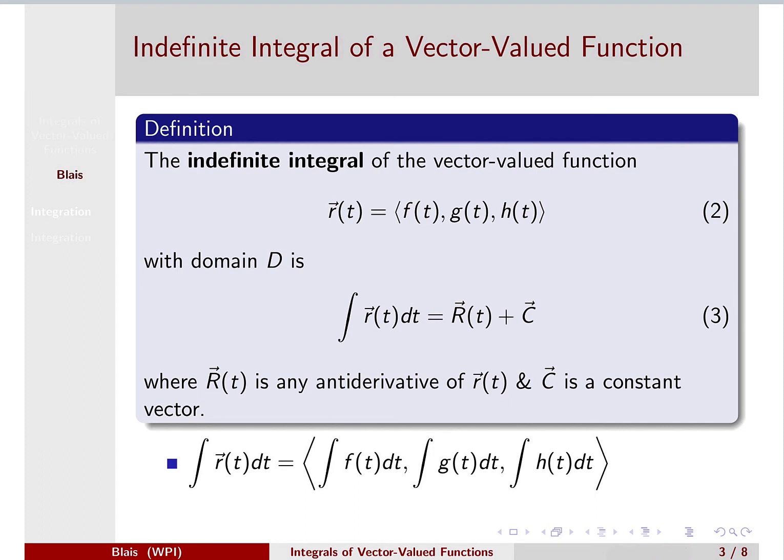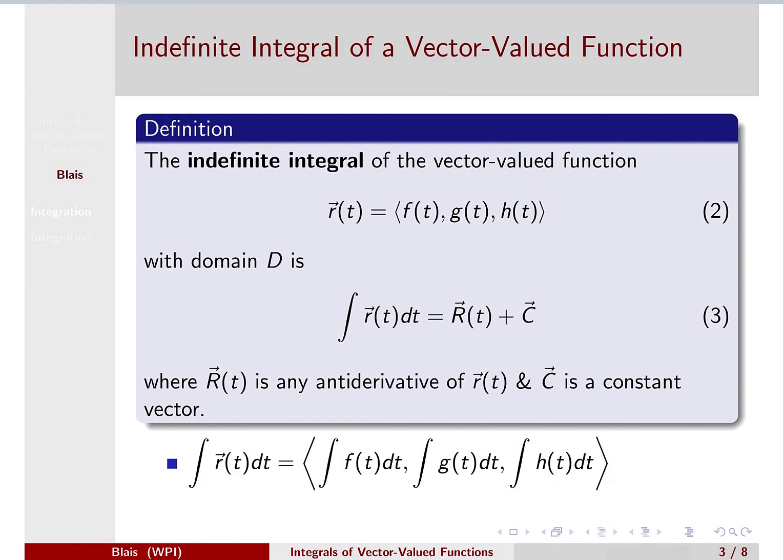Now, we looked at taking derivatives of vector-valued functions, but we can also go the other way and integrate vector-valued functions. So let's look at the indefinite integral of our vector-valued function r of t with domain D. And our integral is defined in the following way. The indefinite integral of r of t dt is capital R of t plus c, where capital R of t is any antiderivative of little r of t, and c is a constant. But this capital R of t is a vector. This capital C is a vector.